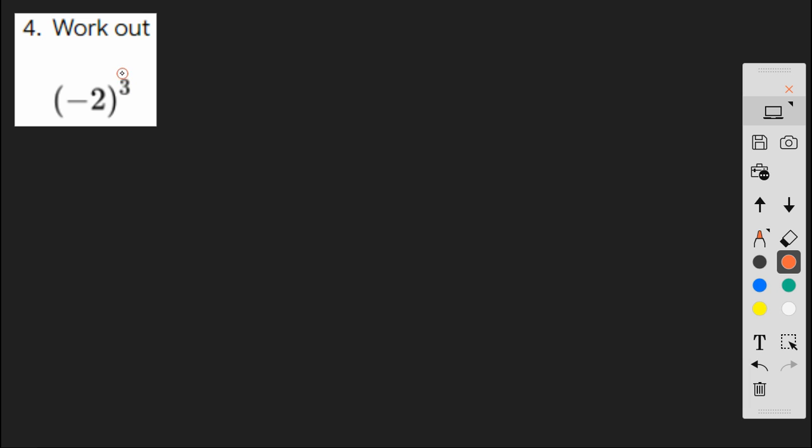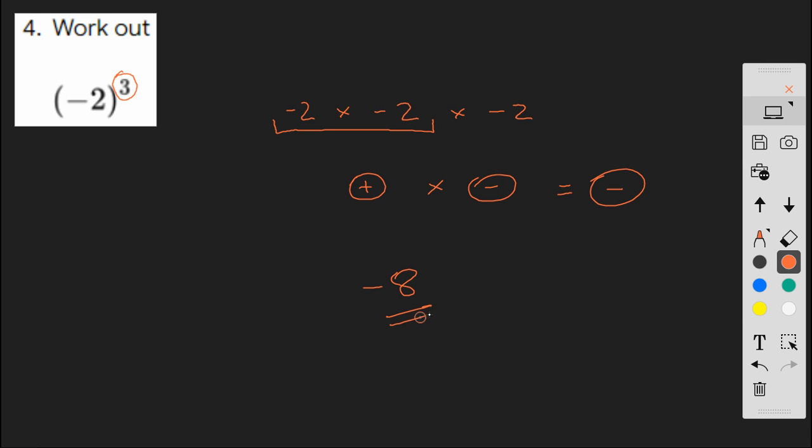Okay, now following on from question 3, if we're raising something to the power 3 or cubing it, what we're doing is we're multiplying 3 times. Now, hopefully we've remembered that when we multiply two negatives, we get a positive. So what we've got here is a positive times a negative. So our answer is going to be negative. We have 2 times 2 times 2, which is 8. So our answer is negative 8.